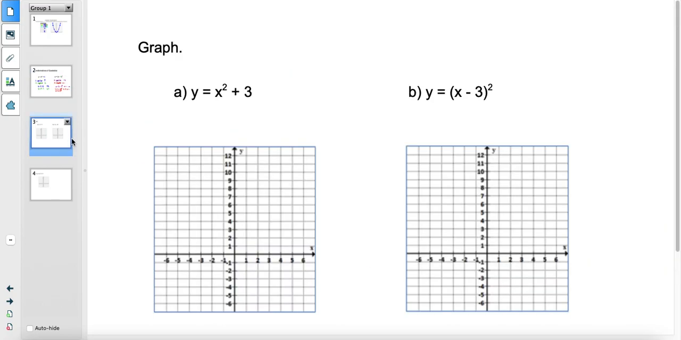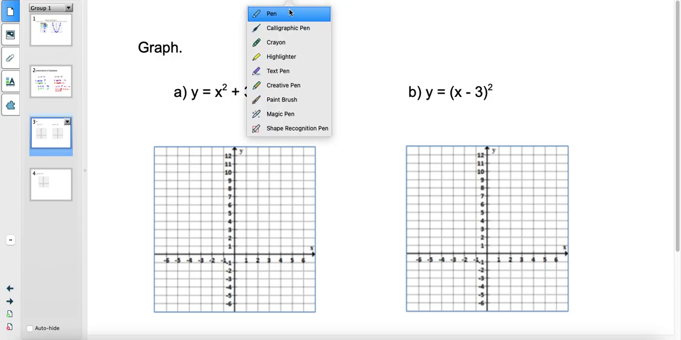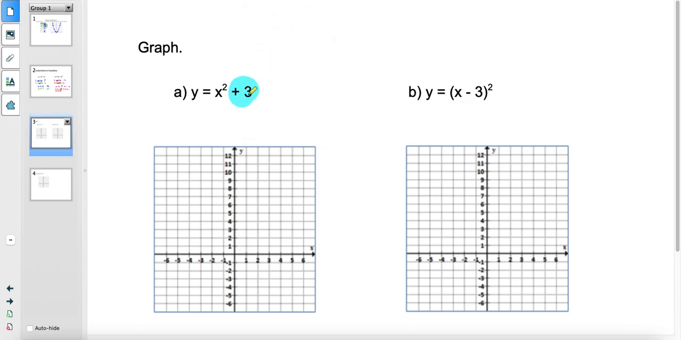Let's take a look at these examples in action now. So say I wanted to graph y is equal to x squared plus 3. Well, we're going to start off by identifying what are the transformations that are involved. So first I can see I'm adding 3 here. Since I'm adding 3 to x squared, that means I'm going to shift my graph up 3 units.